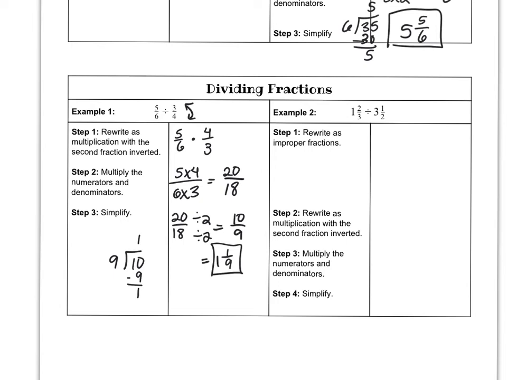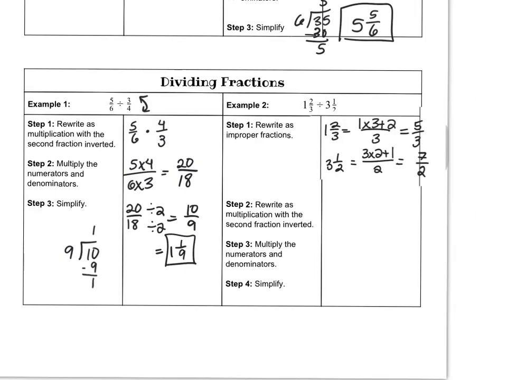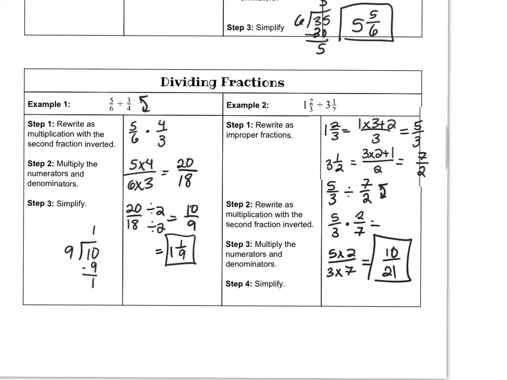Great. So let's look at how that would be different if we had mixed numbers. Well, we would follow the same steps as before. We would rewrite them as improper fractions. So now I can easily see my problem is really going to be 5/3 divided by 7/2. Of course, what I'm going to do is now I'm going to multiply 5/3 times 2/7. So in my numerator I have 5 times 2, and in my denominator I have 3 times 7. And that gives me 10/21. And that's simplified because there are no common factors of 10 and 21 other than 1.